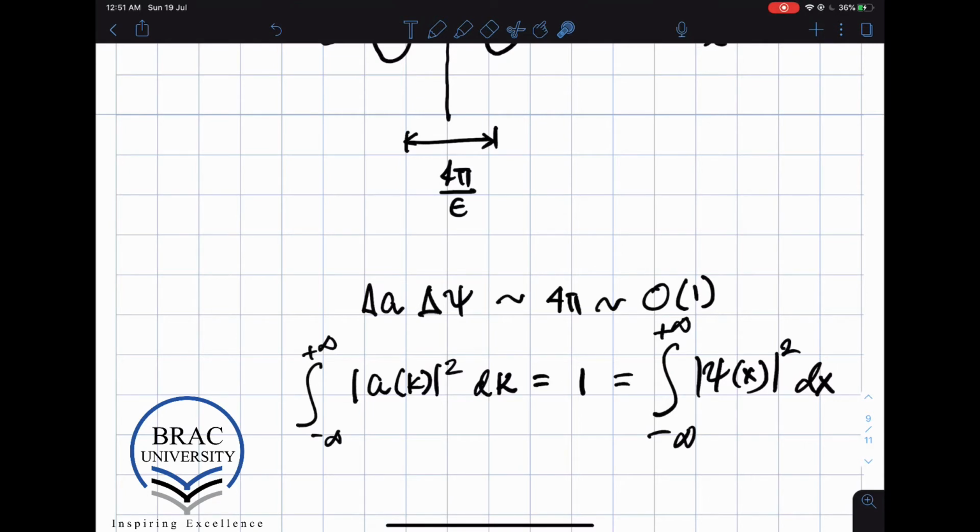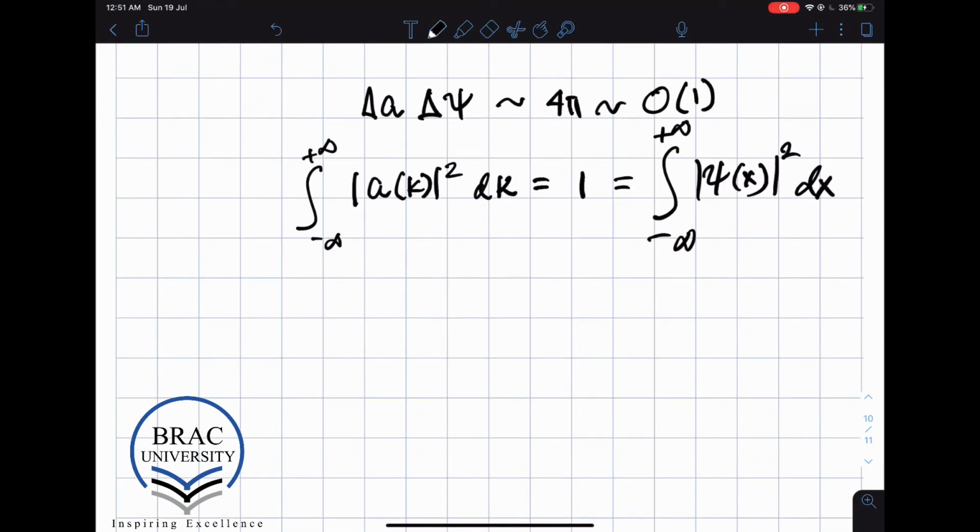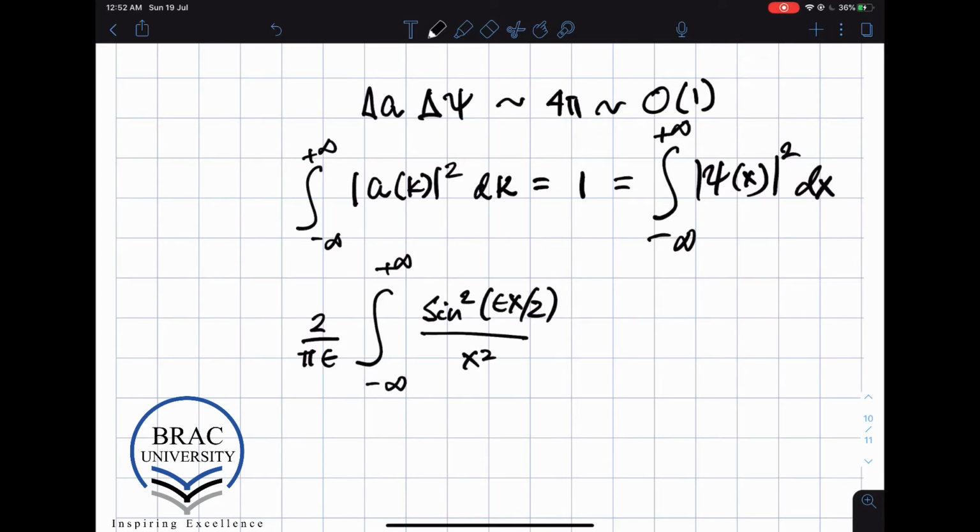So the second integral implies that 2 by pi epsilon, integrated from minus infinity to plus infinity of sinh squared of epsilon x over 2 divided by x squared, is 1. So this doesn't look like an easy integral, but one can do it. Anyway, we're not going to do it here, but in the next section, I will show you how to do this integral using contour integration.